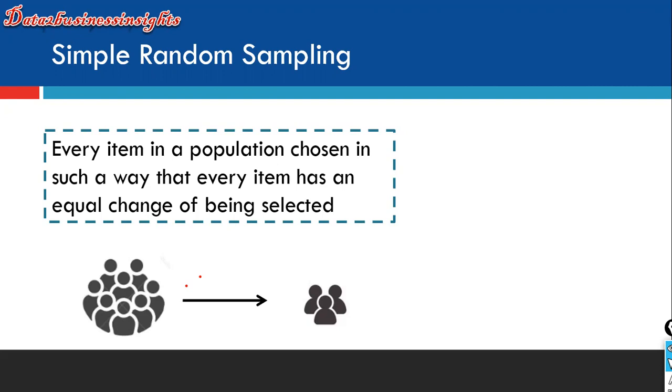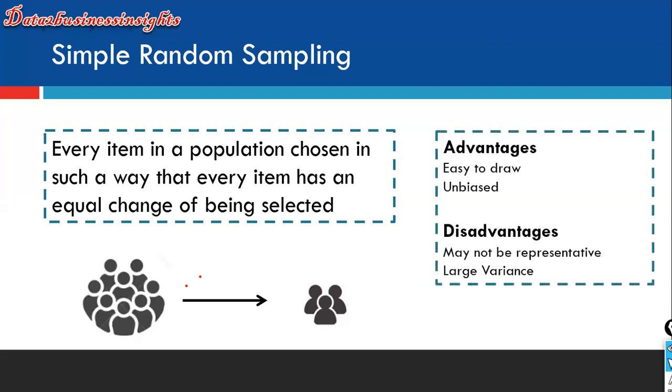Randomly, you are closing your eyes and picking up blindly, three. What is the advantage? It's unbiased. Since your eyes are closed, you are unbiased, and you are shuffling that, and then closing your eyes and picking up the things. Hence, it is unbiased. The disadvantage is that it may not be representative. Since it is not representative, there will be a large variance. What do you mean by representative?